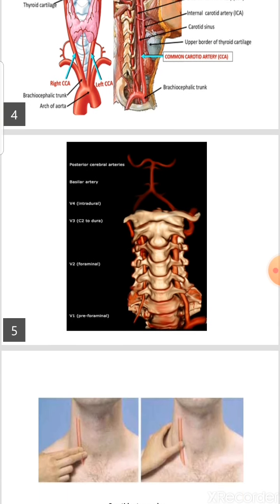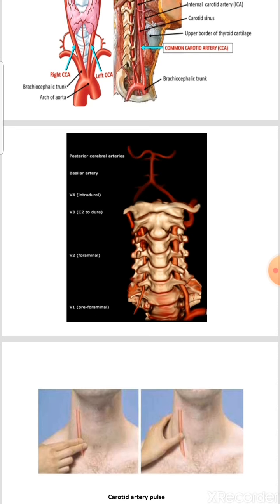Now let's talk about the vertebral arteries. Vertebral arteries are basically the branches of subclavian arteries, and these are paired branches. The one coming from the right subclavian and the other from the left subclavian artery.